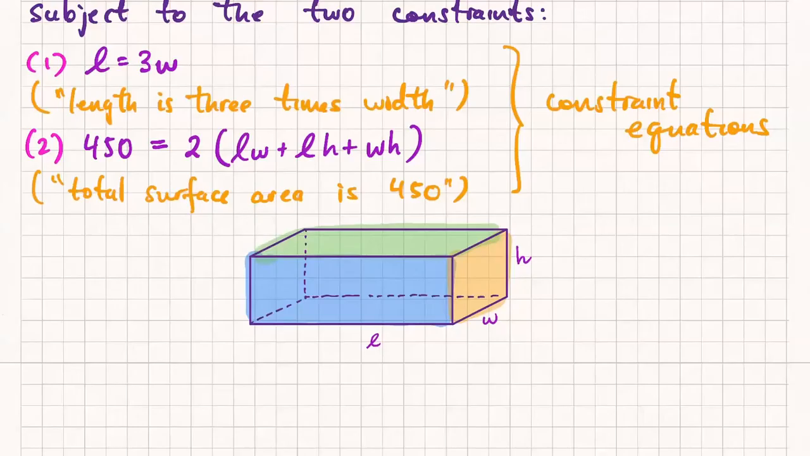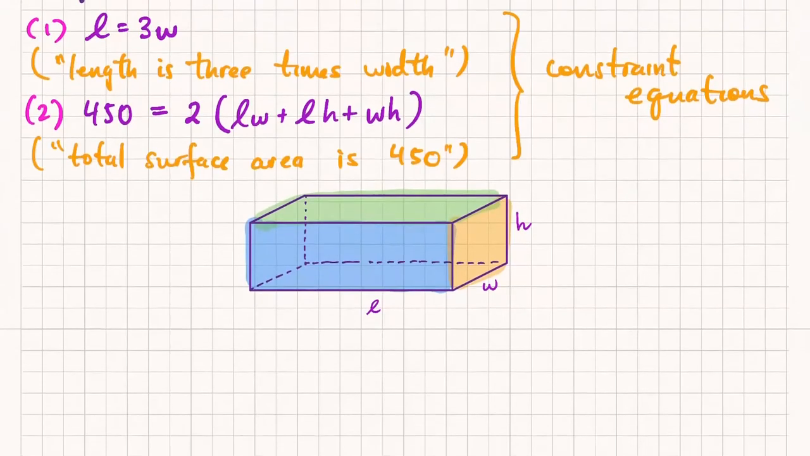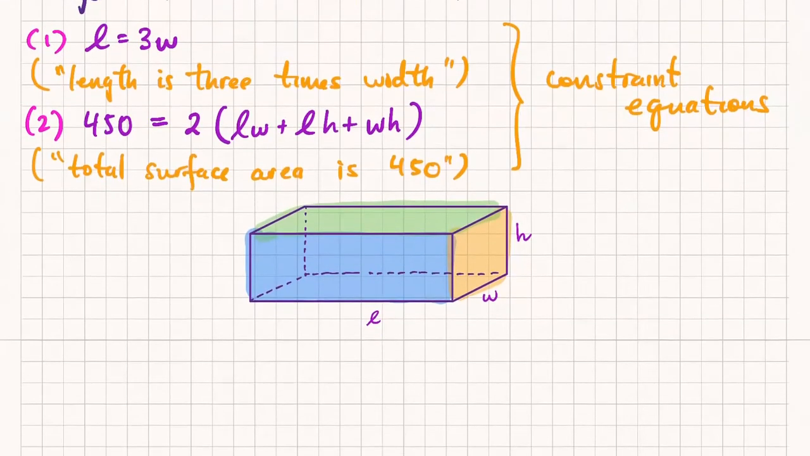Solve with respect to W for constraint 2, put a constraint in terms of one variable. Okay, good. So it doesn't matter what variable we choose, but I think L is already in terms of W. So let's just put everything in terms of W, right? That'll make everything a little bit easier.